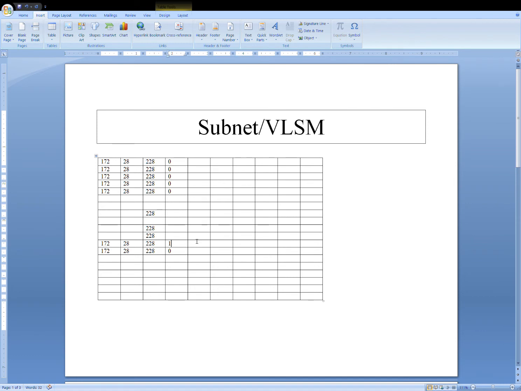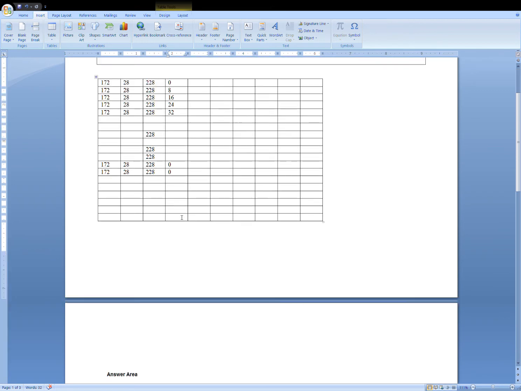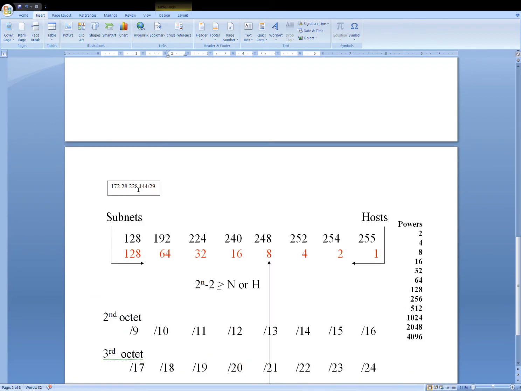All right, so 4th octet. First one is 0. That's where we always start. 8, 16, 24, 32, and I'm going to keep going up by 8s. Now, again, we have to get up to 144 because that's what's in the 4th octet.